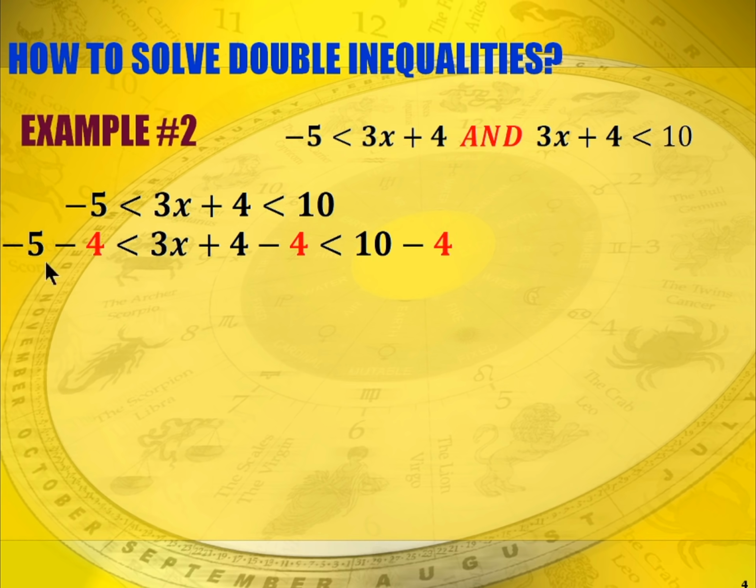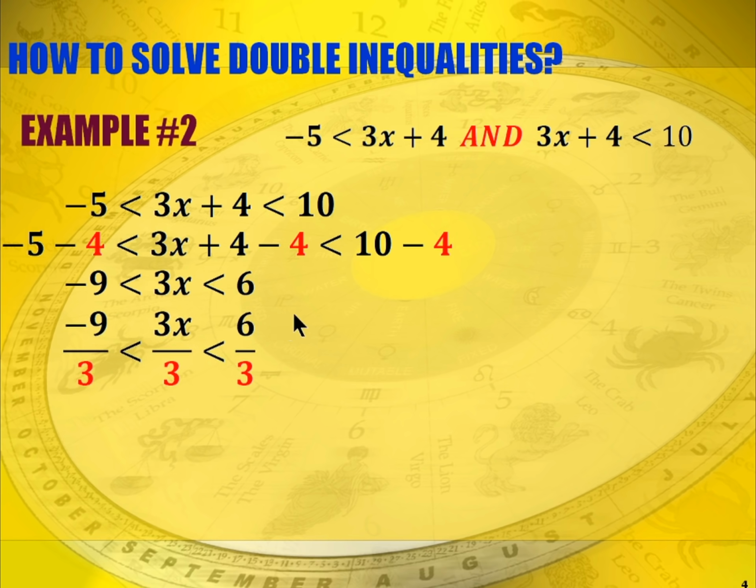4. So negative 5 minus 4, that's negative 9. We're going to simplify. So we have now 3x, because 4 minus 4 is 0, and 10 minus 4, that's 6. By dividing by 3 in the middle, so we have to eliminate 3, we will divide also 6 by 3 and negative 9 by 3. So simplify. So this is x is greater than negative 3 but less than 3. So this is the solution set.